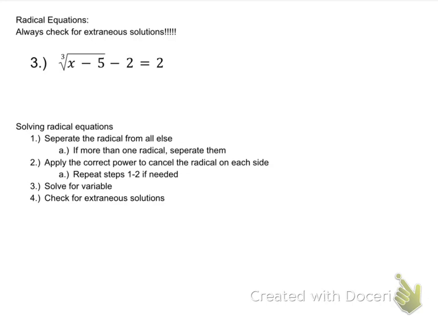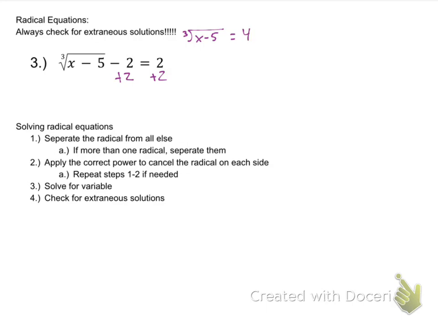Okay, so what I'm going to do is take those steps away, or I'll try working on the side. So, what does step number 1 say? Separate the radical from all else. Okay, so in our example here, what do I have to do? Plus 2 to both sides. So that is the cubed root of x minus 5 equals 4.